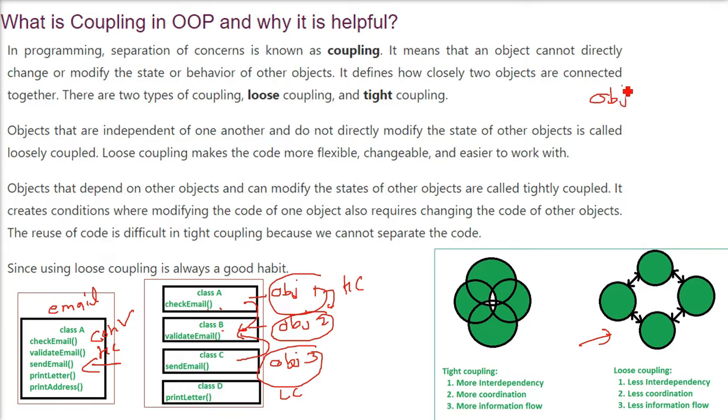Let me tell you again. If there are two objects or two different classes, and they are interacting too much, changing the behavior of one another, that is called high coupling, or tight coupling, which is not required. This is more dependency, more coordination, more information flow. We don't want that. We want loose coupling: less interdependency, less coordination, less information flow. So coupling is this. And how it is helpful, I told you about that.